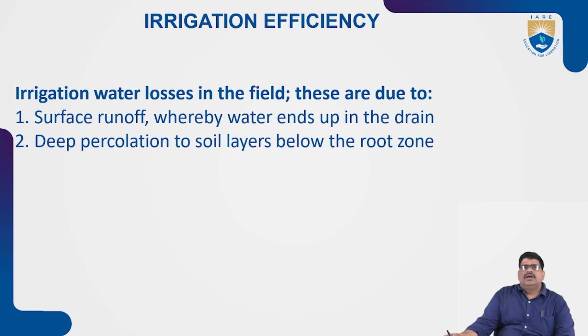If we discuss the different types of losses and rectify them, then you can save the water. Next, the water losses are surface runoff in the drainage, and deep percolation into the soil layers below the root zone. These all depend upon the criteria of the water losses.